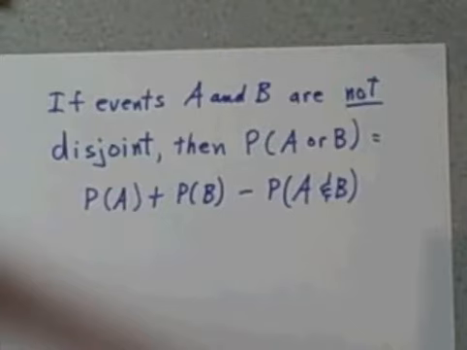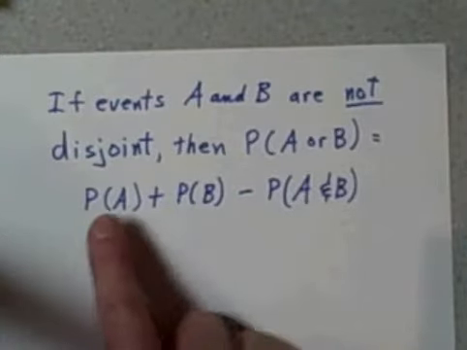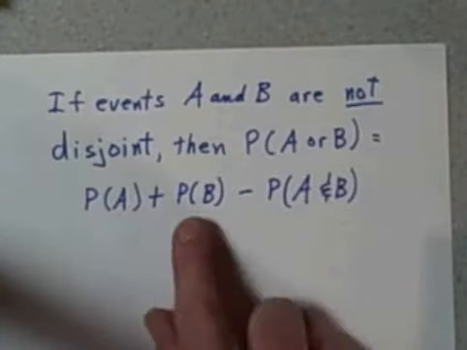And here is our formula if events are not disjoint. That is, if two or more events can happen at the same time, we need a slightly different formula for finding the probability. So here it is. If events A and B are not disjoint, then the probability that either event A or event B happens is equal to the probability that the first event happens plus the probability that the second event happens. So far, that's the same as our first formula.